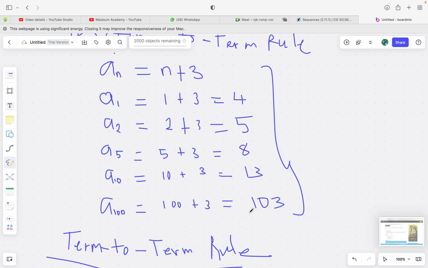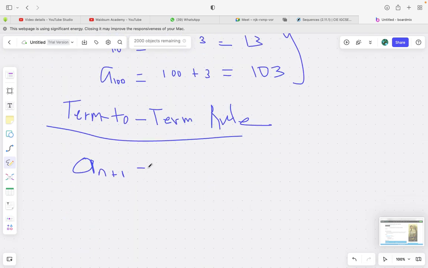We write it out. The term to term rule for an is: an plus 1 is equal to an plus 1. Because not every question has this same formula. For a different question, the common difference may be plus 3. If it's plus 3, then you say an plus 3. But for this question, it's plus 1. So to find the next term, you keep adding 1.